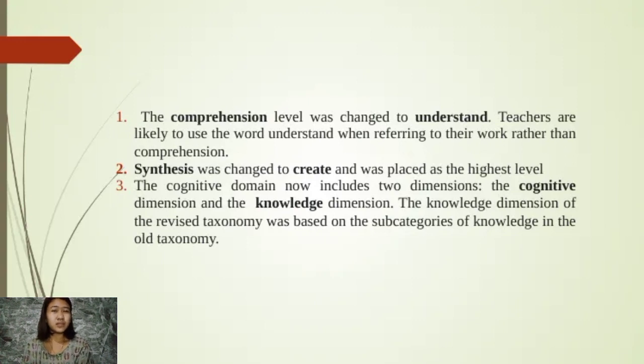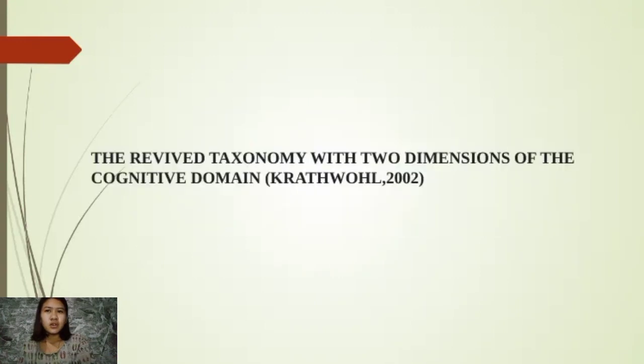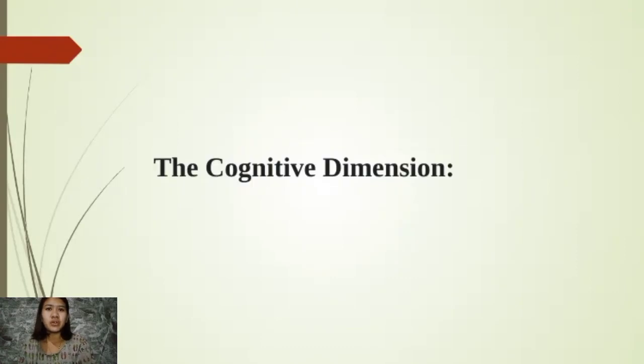The cognitive domain now includes two dimensions, the cognitive dimension and the knowledge dimension, which I mentioned earlier. The knowledge dimension of the revised taxonomy was based on the subcategories of knowledge in the old taxonomy. The revised taxonomy with two dimensions of the cognitive domain, Krathwohl 2002. The cognitive dimension: as I have mentioned earlier, there are six levels.